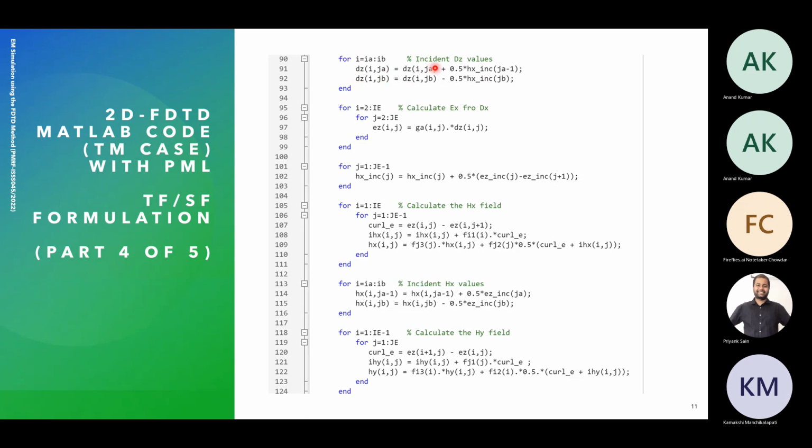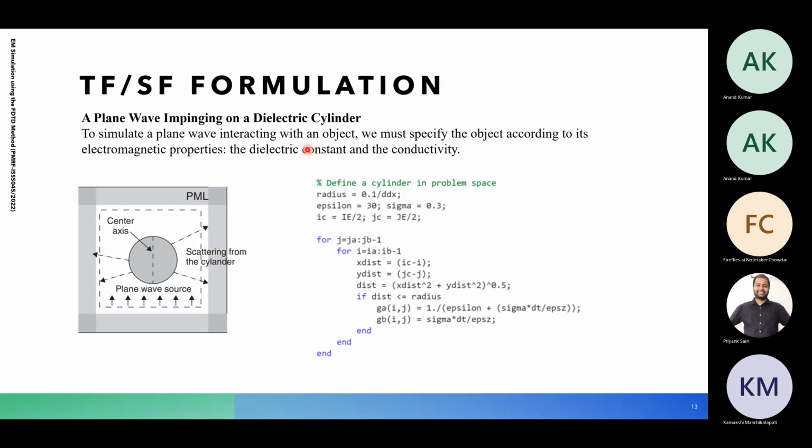For example, the incident D values are calculated over here, and similarly the incident HX values are being calculated over here, and the incident HX field is being updated over here. So these are the regions where we made the changes, and the rest of the update equations remain the same.